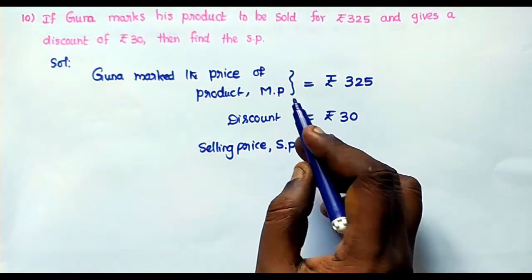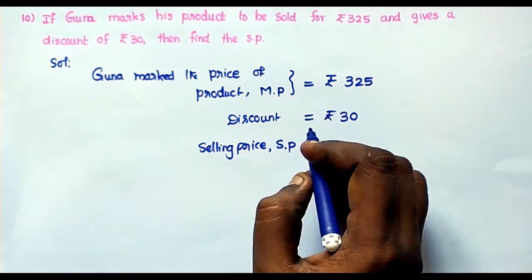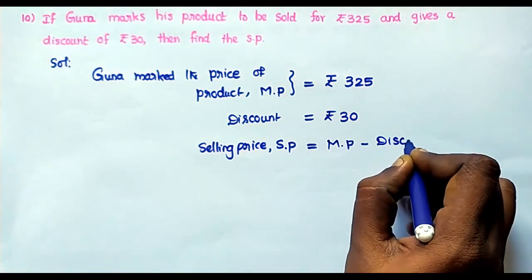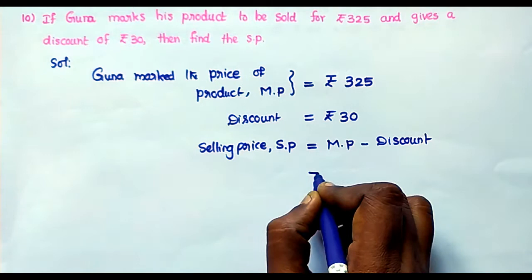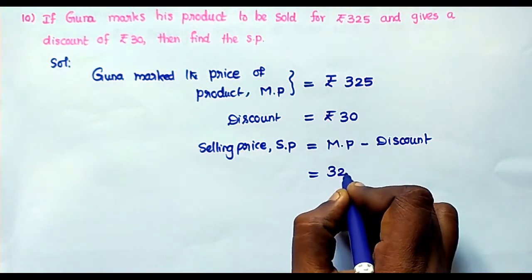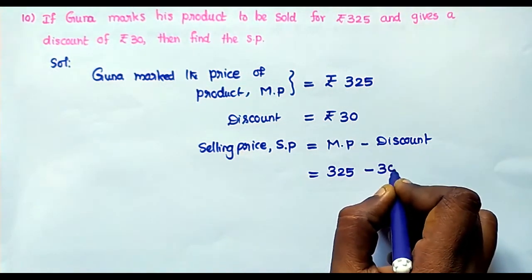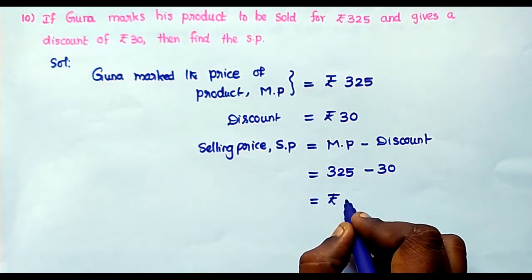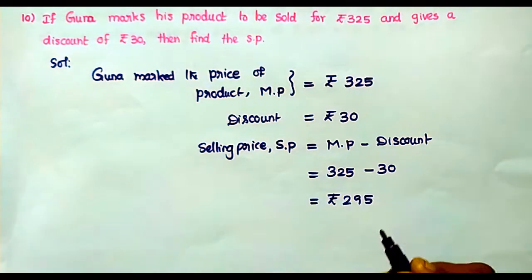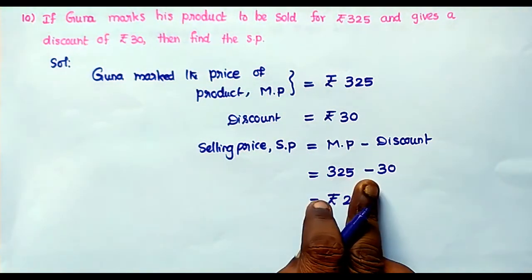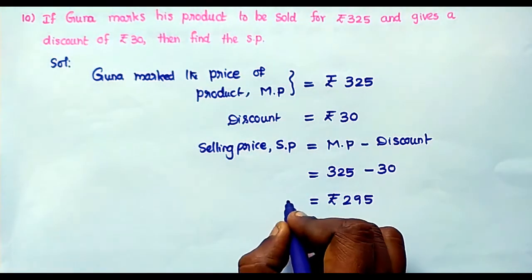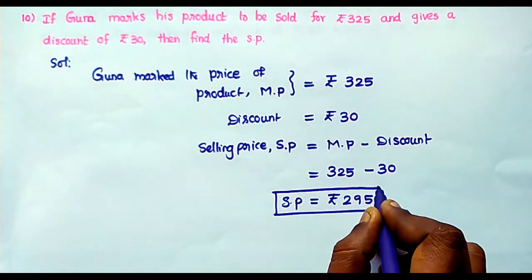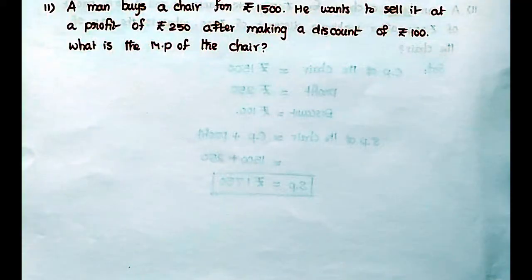What's the formula? When they give mark price and discount, it means mark price minus discount. So mark price 325 minus 30. The selling price will be rupees 295. 325 minus 30, 295. That is the selling price. That is the answer.